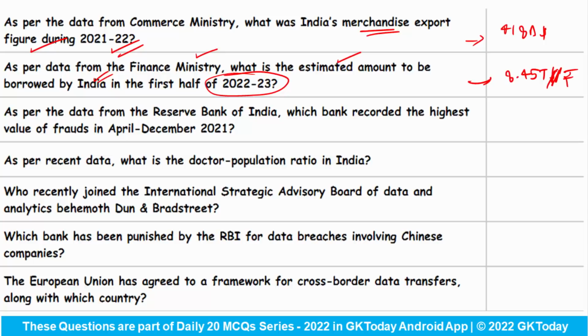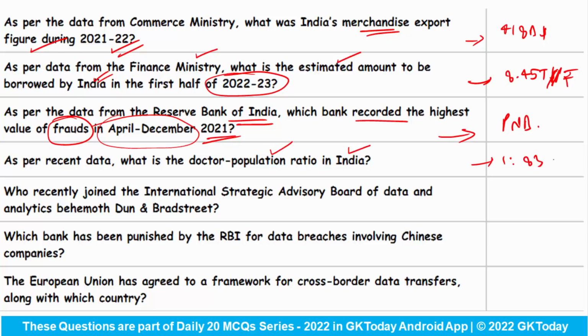As per the data from the Reserve Bank of India, which bank recorded the highest value of frauds in April to December 2021? So during this time period, the bank that has recorded the highest value of fraud is Punjab National Bank. As per the recent data, what is the doctor to population ratio in India? It is 1:834, means one doctor is available for 834 patients.